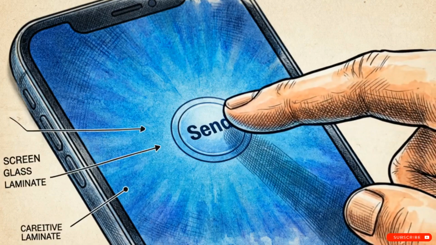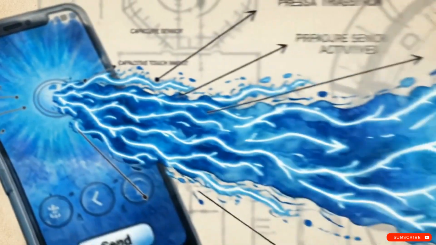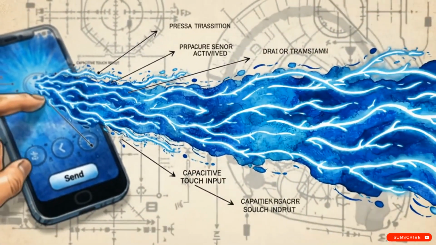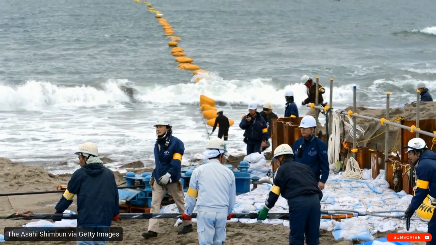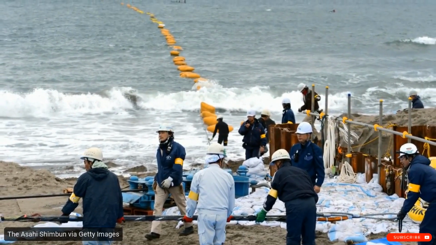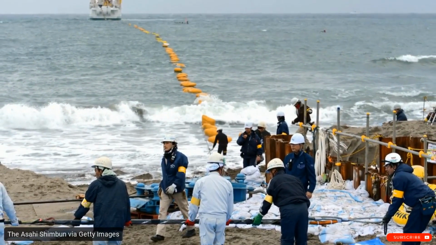You type a quick message to a friend across the world and tap send. That signal travels through the air for just a few feet before hitting a local router. From there, it immediately plunges into a buried physical grid. Look at these workers hauling massive cables out of the surf. These armored pipes lie directly on the ocean floor, physically tethering continents together.